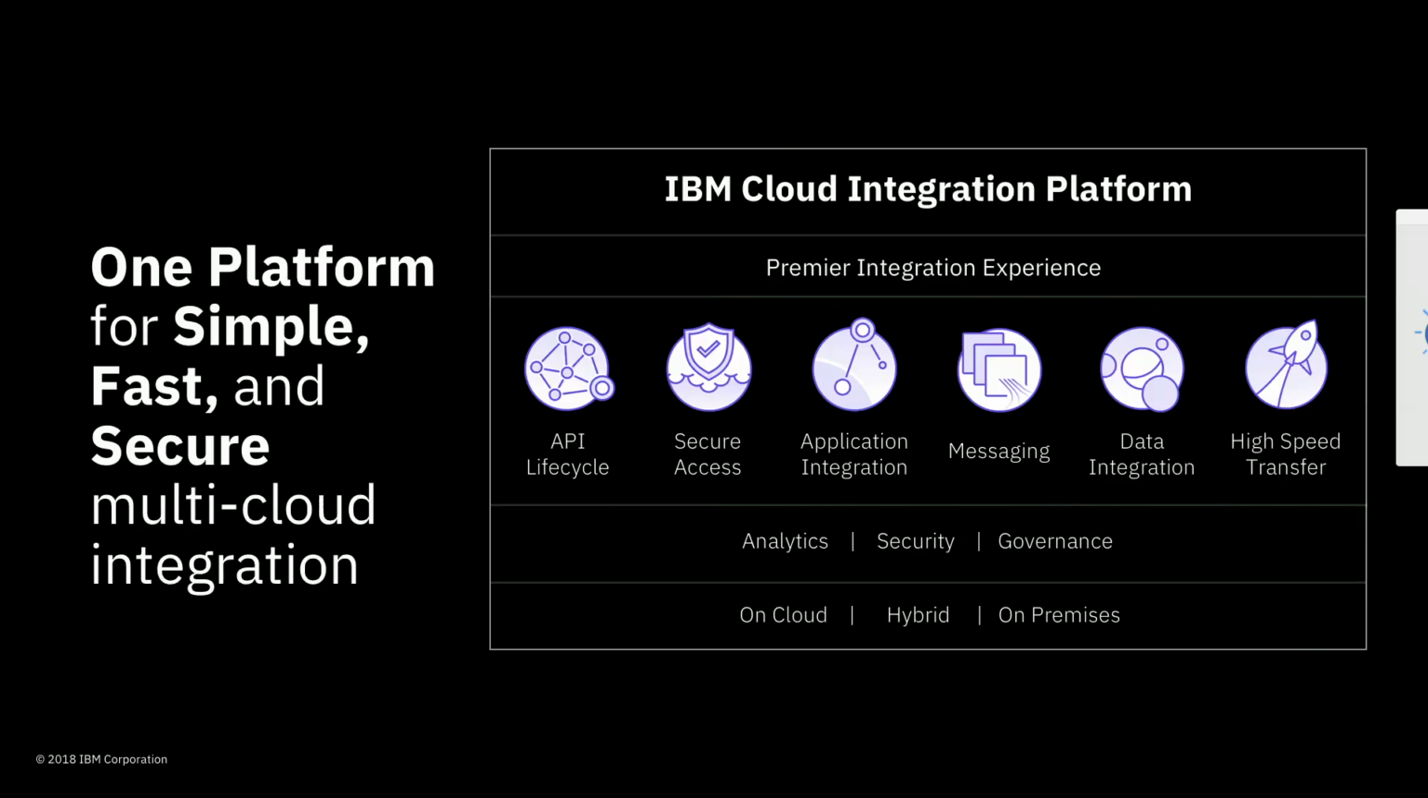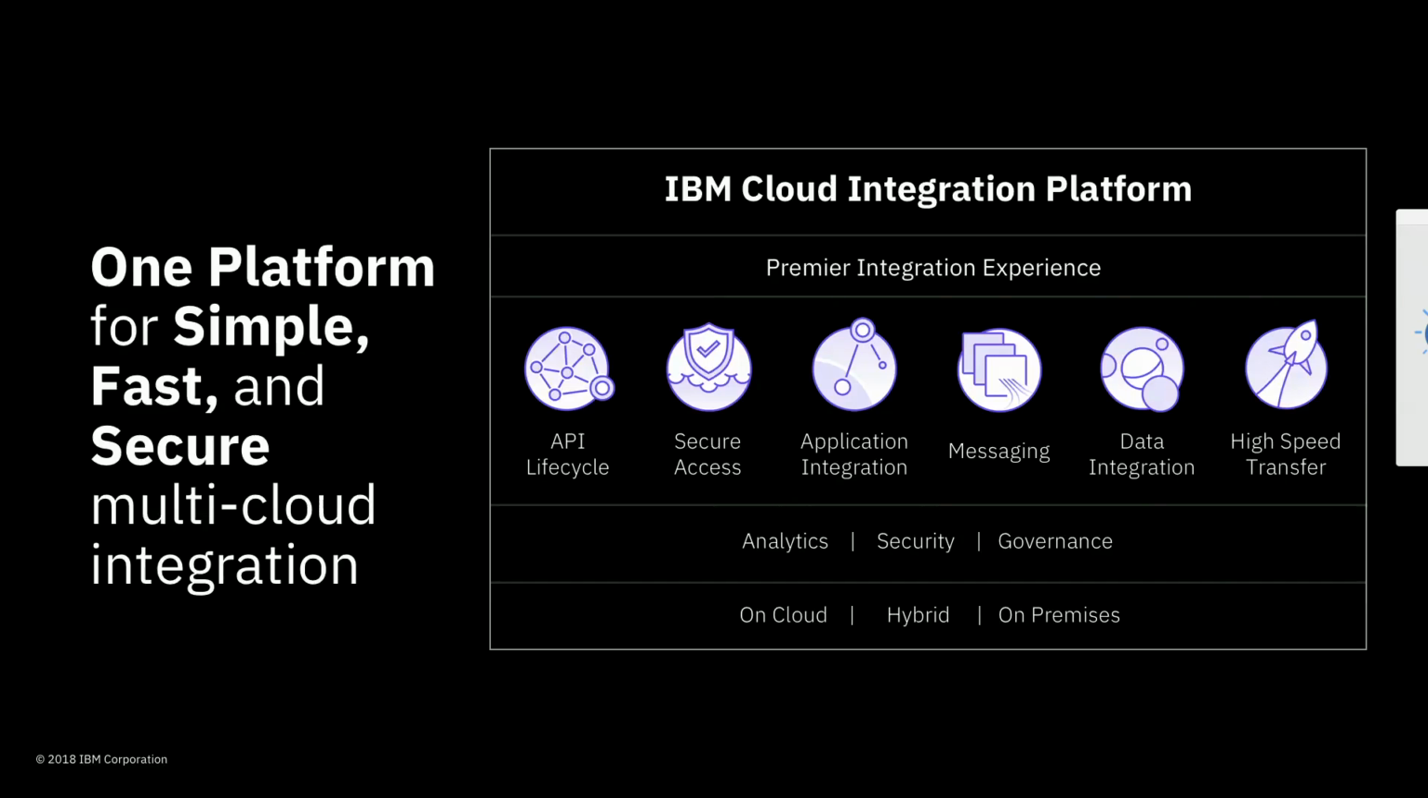Whether that's API lifecycle management, building, managing, securing APIs, publishing those, making them available to developers through the developer portal, secure access through some of our secure gateway technology, or application integration, which is what I'll focus on today. The components in there called App Connect allow you to quickly and easily integrate SaaS and on-premise properties.